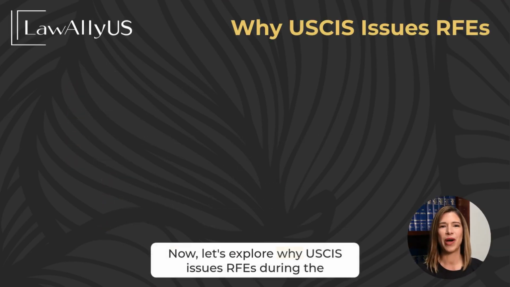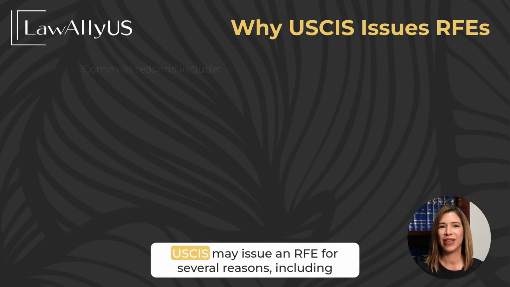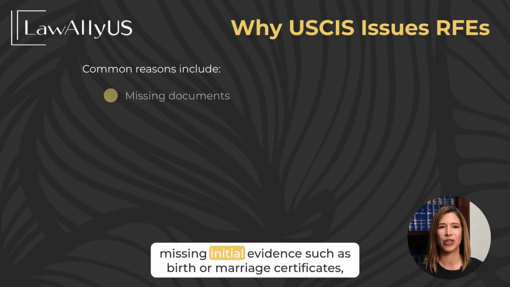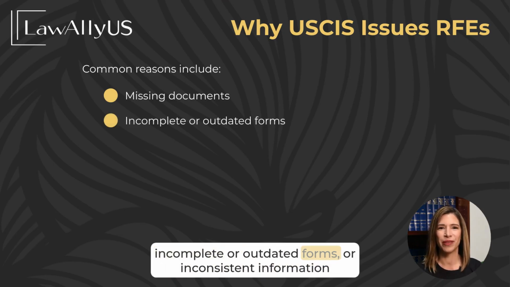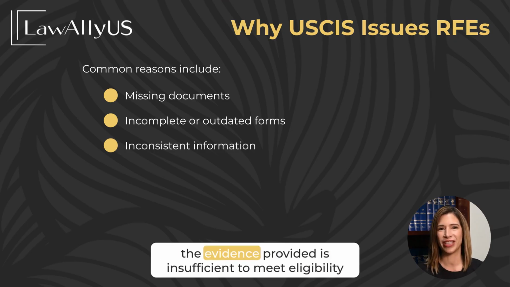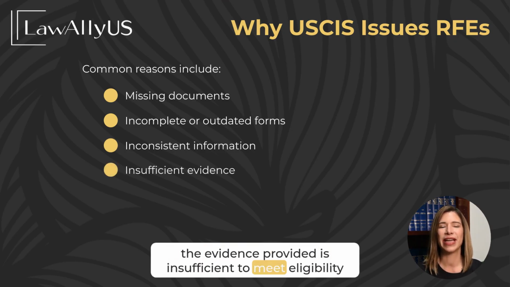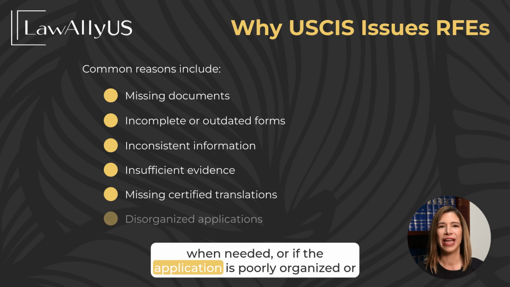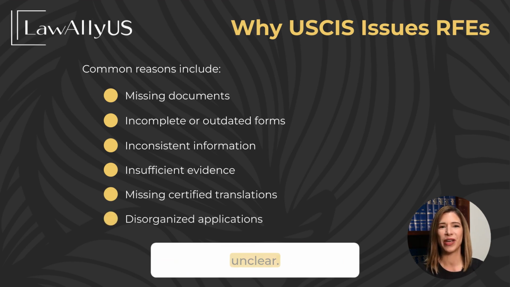Now let's explore why USCIS issues RFEs during the immigration process. USCIS may issue an RFE for several reasons, including missing initial evidence such as birth or marriage certificates, incomplete or outdated forms, or inconsistent information between documents. They may also request additional proof if the evidence provided is insufficient to meet eligibility requirements, if certified translations were not submitted when needed, or if the application is poorly organized or unclear.